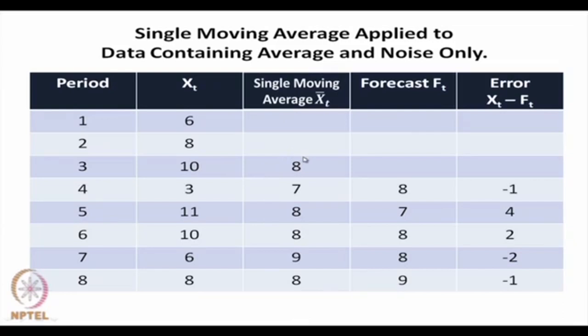And what we have said is that suppose we assume that the forecast made for the next period is the moving average calculated today. Then when we have calculated the moving average as 8, the forecast for the next period is taken as 8. That means, we have initially assumed that this time series contains only an average and a noise and no trend. In that case, the best forecast is the moving average value for the next period. So, forecast for the next period is the moving average value made today. So, 8 is appearing here, 7 here, 8 here, 8 here, 9 here.